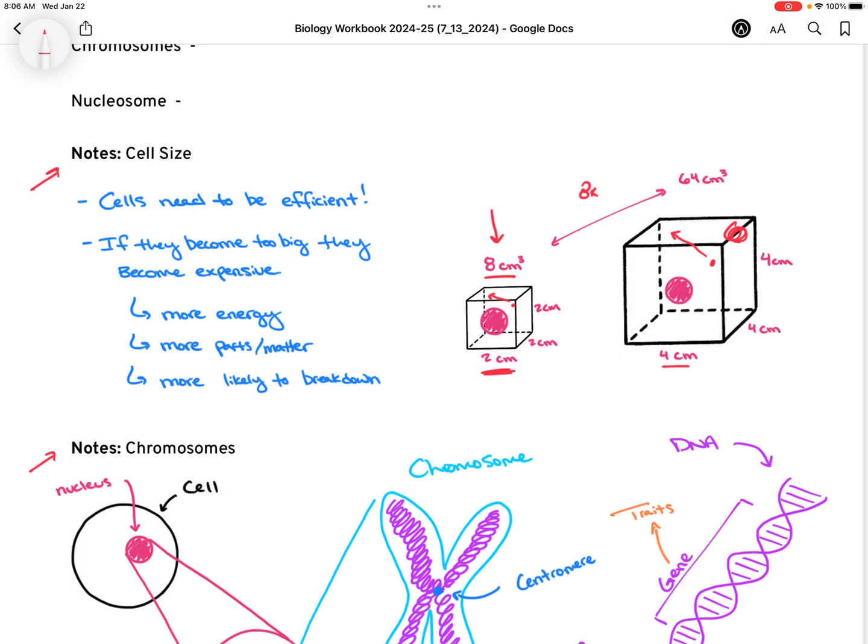You can also relate this to houses. If you have a small house, it's easy to heat, it's easier to cool, it's easier to clean.